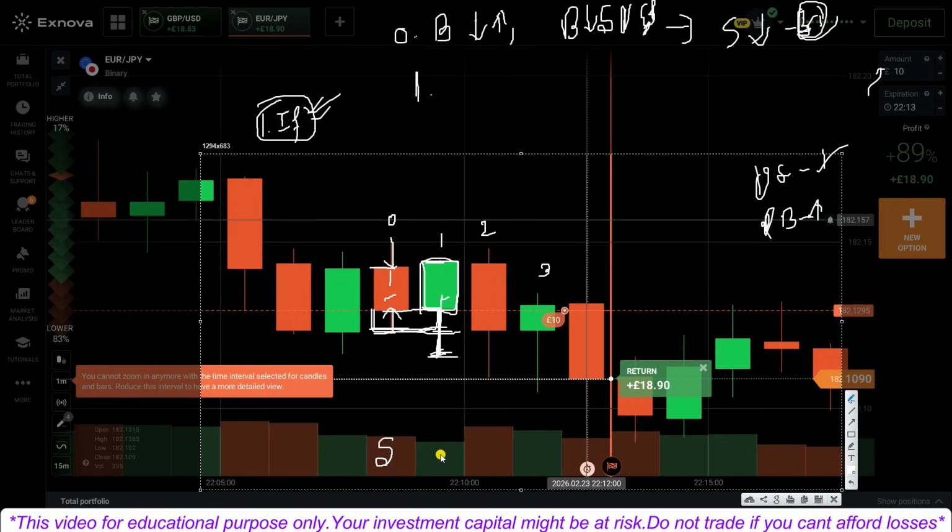Then why is the volume of these buyers low? If there are only buyers, why is the volume low? This suggests that this volume belongs to sellers. So buyers lost their power. That's why it is a seller candle.